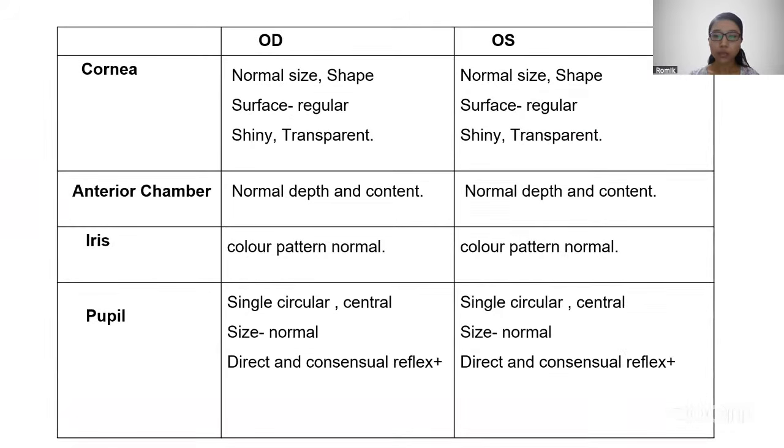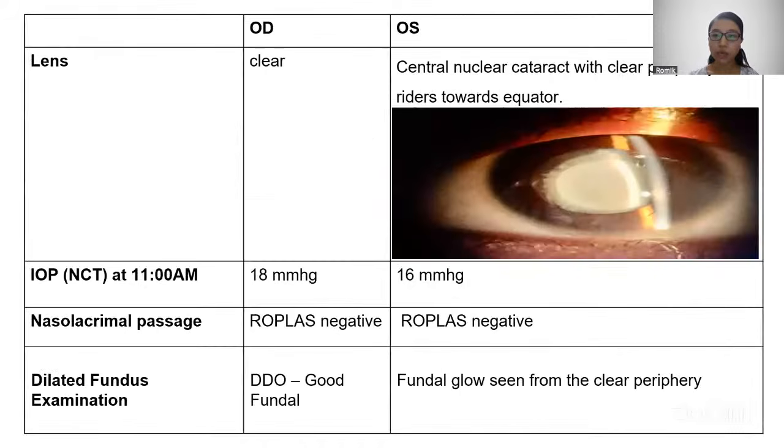Then cornea: normal size, shape, surface, shiny, transparent. Anterior chamber, normal depth and content. Iris color pattern was normal, and pupil was single, circular, central. Size was normal, and direct and consensual light reflexes were present. On examination of lens, left eye, there was central nuclear cataract with clear periphery and riders towards the equator.